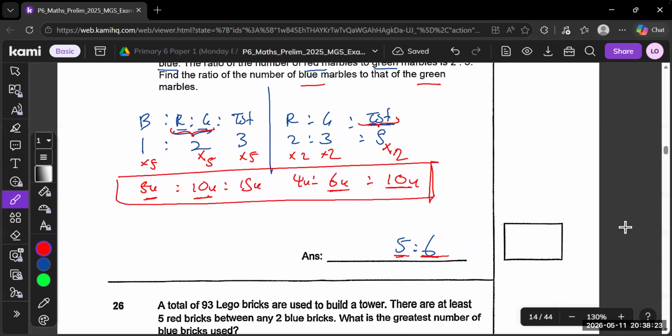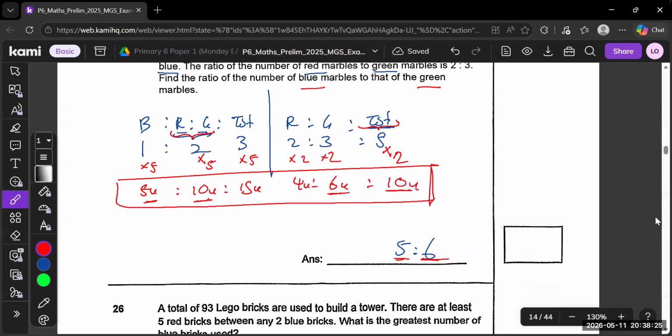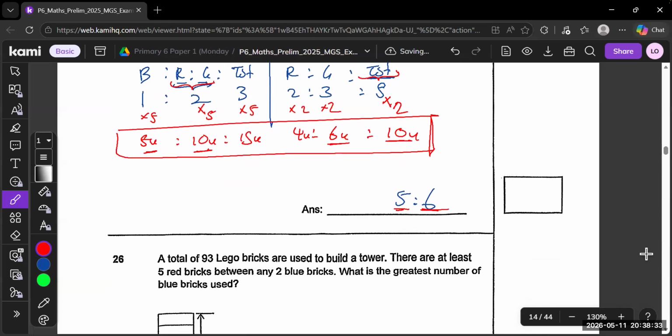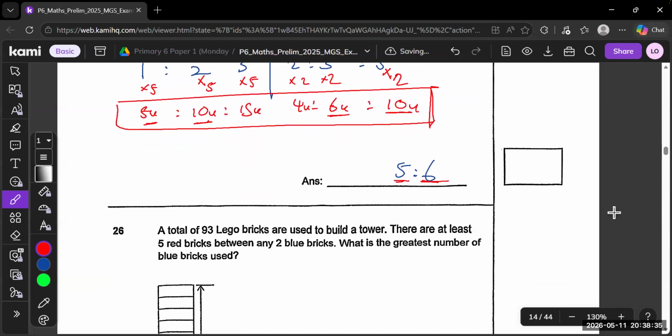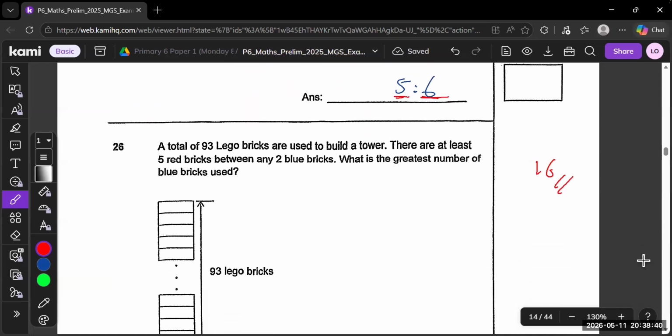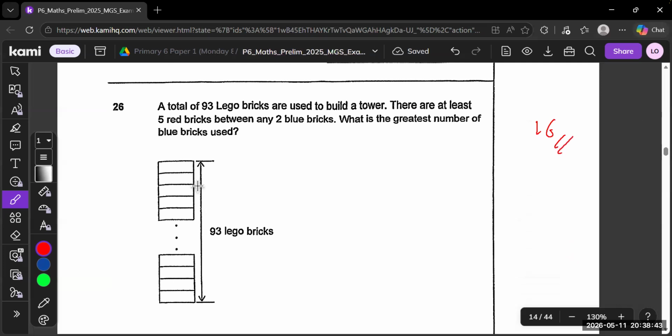Okay, copy down quickly. A few more questions and we are done. The next question, some of you may think that is hard, but it is still the same question that we have done before, right? And what method is the next question? Now, question 26, the answer is 16, right? And what method is that? Does it tell you something like grouping method? There are 5 red between any two blue, right? Does this question look familiar in your worksheets? So 5 red between any two blue.